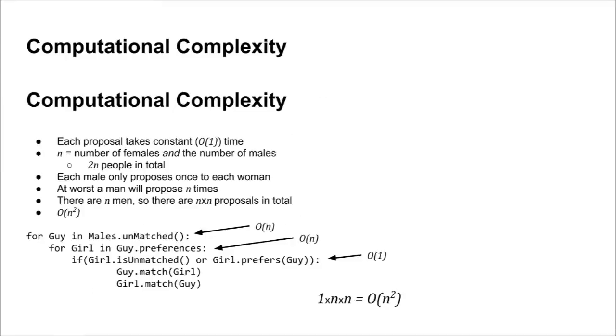Looking at it a different way, we have the first loop here, for guy in males.unmatched. This runs O(n) because it runs for n males. Inside this loop, there is another loop, for girl in guy.preferences, goes through all of the girls in order. That runs through n girls. And inside that, we say that this bit runs in constant time, so we've got 1 times n times n, that's O(n squared), which is the big O notation.